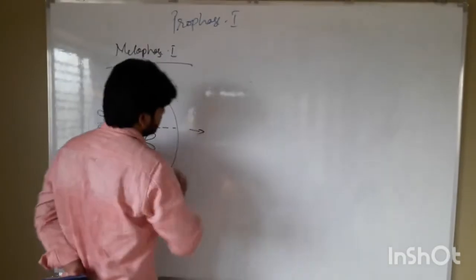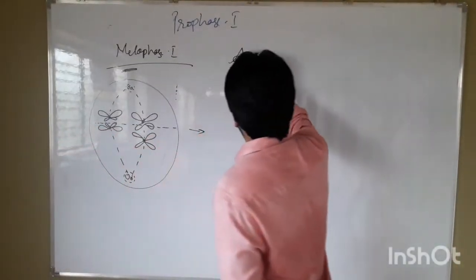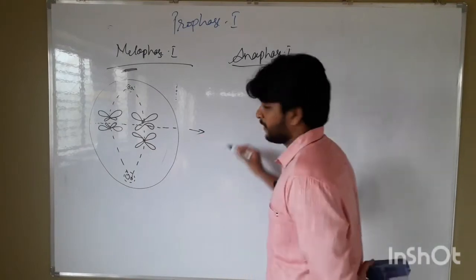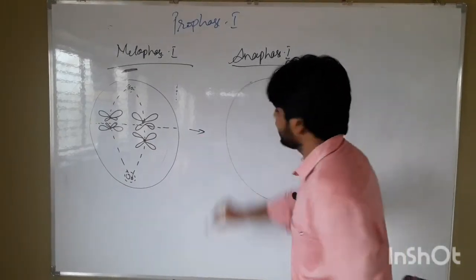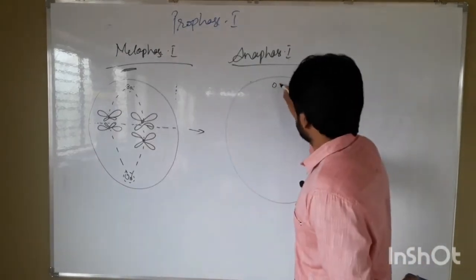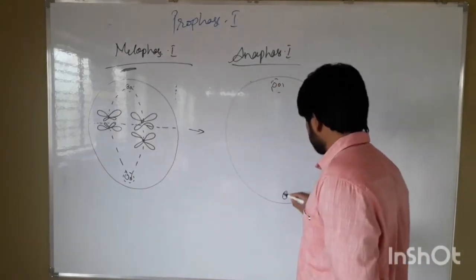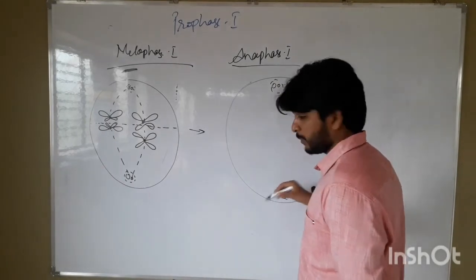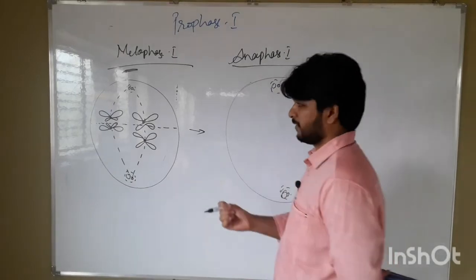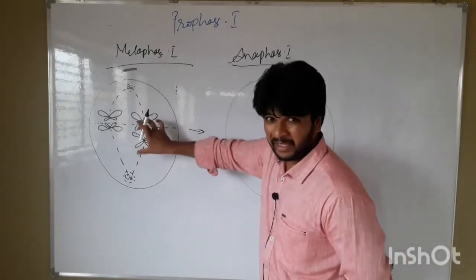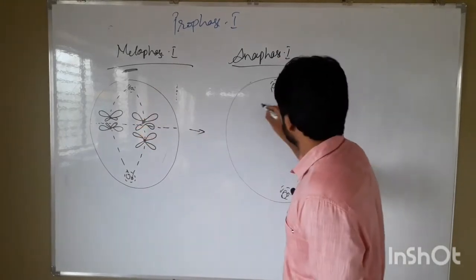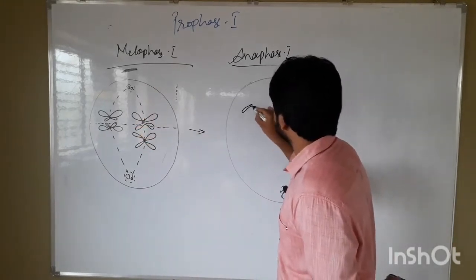Next the cell enters the stage called anaphase 1. During anaphase 1, the centrioles present at the opposite poles, which have produced the spindle fibers, start to withdraw or take back the spindle fibers. As a result, the paired homologous chromosomes get separated.